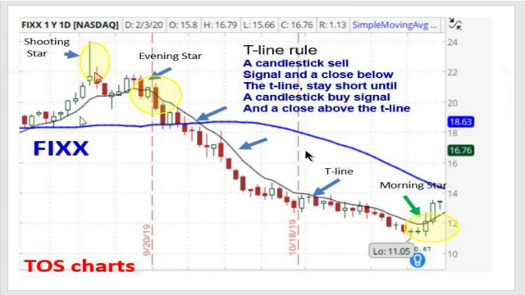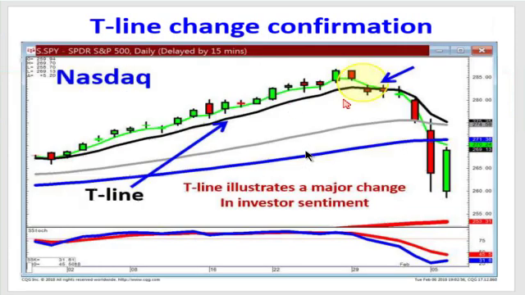But when it did this, now you've got an evening star and a shooting star, both sell signals, but it was when they closed below the T-line that told you that you could start going short, that you weren't going to be in an uptrend. Now, the reason I love showing the charts using the T-line is because the probabilities are so greatly enhanced that when you see a sell signal or a close below the T-line, that's telling you there's been a drastic change of investor sentiment.